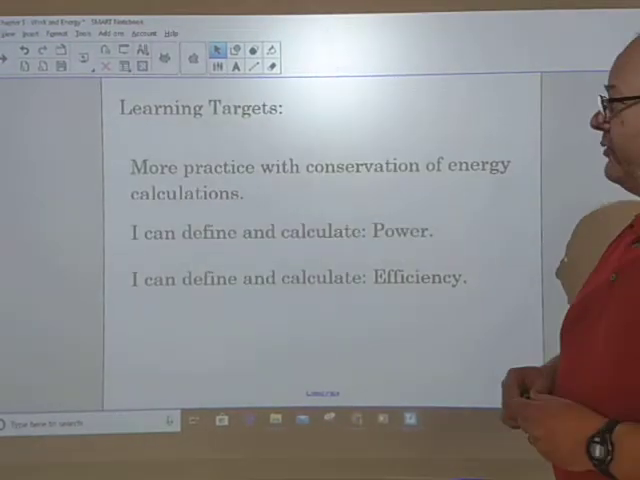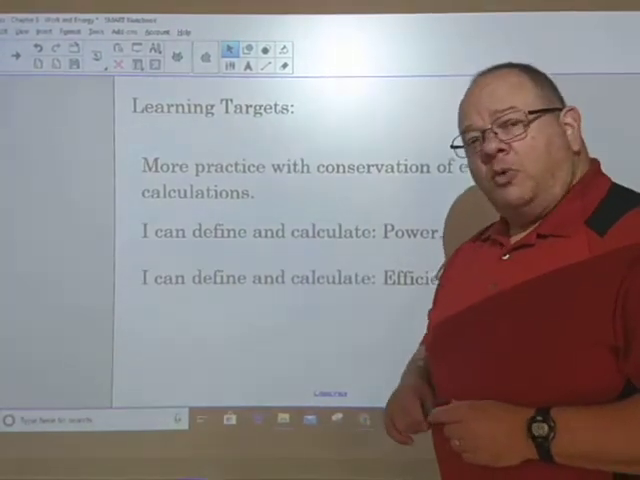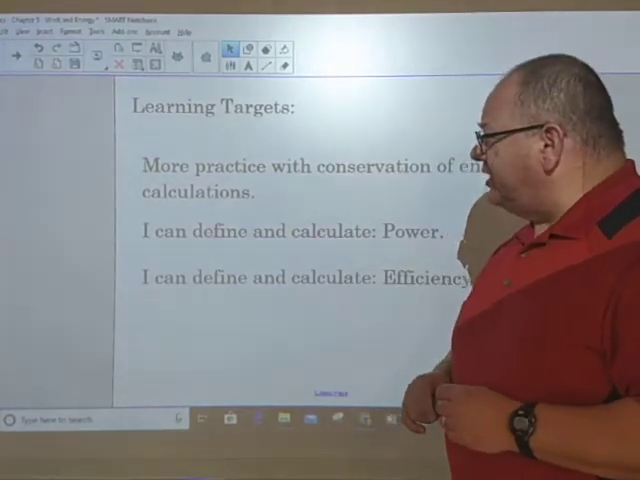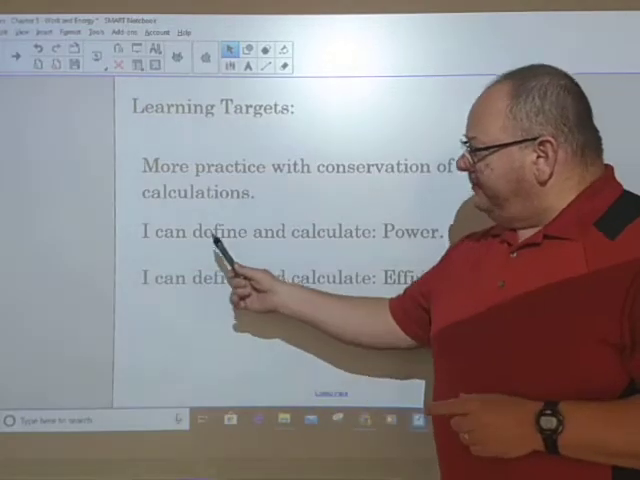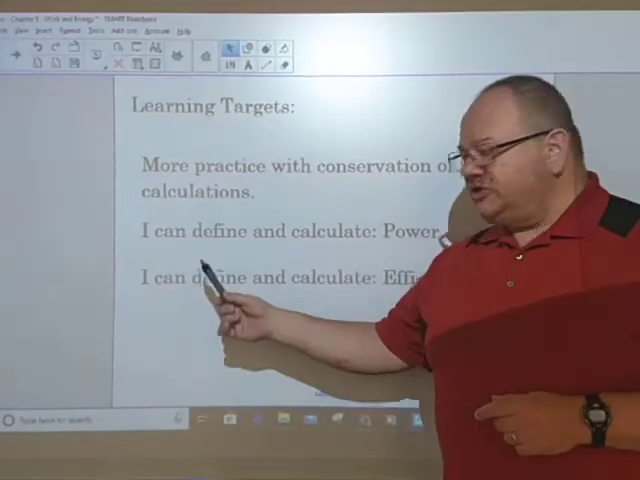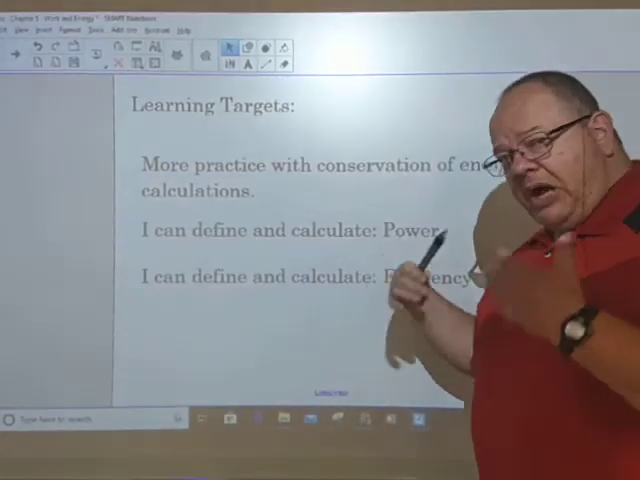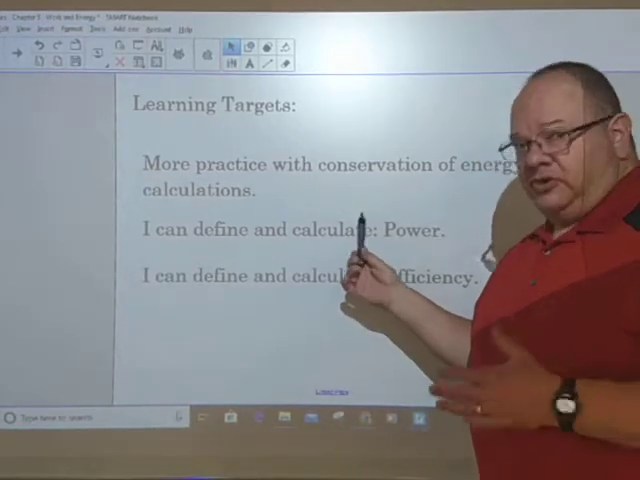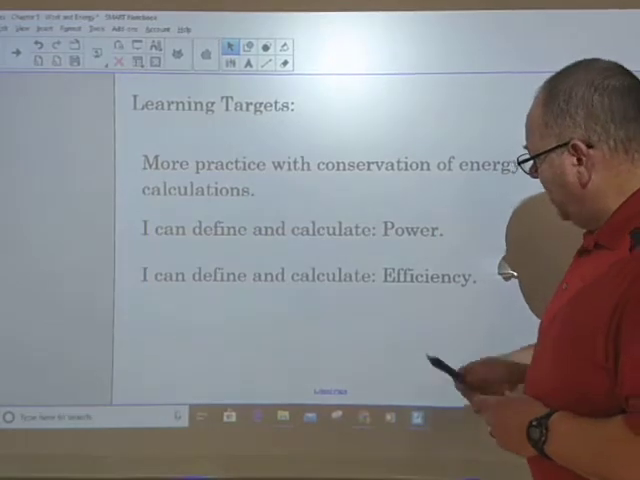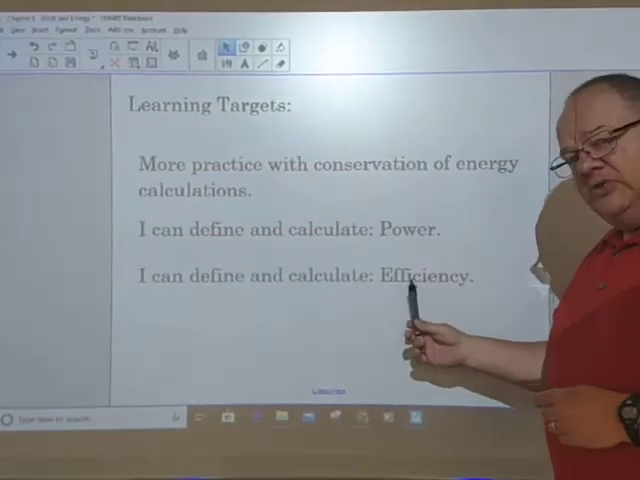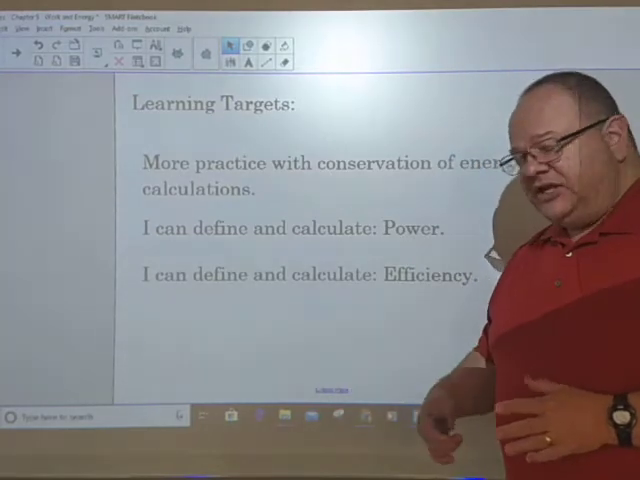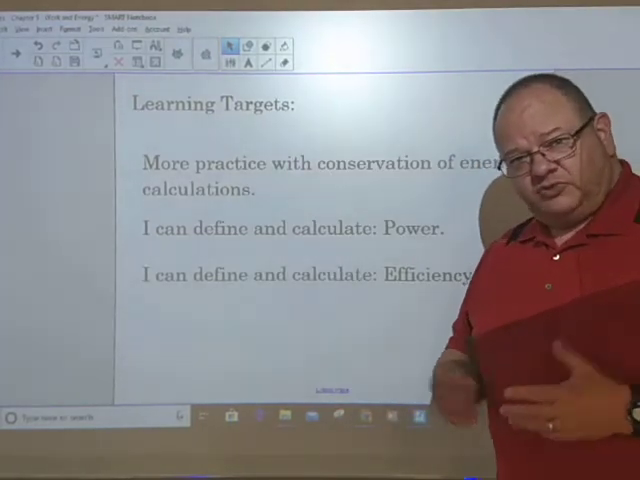All right, so here's what I want to accomplish today. I want to do a little bit more practice with you on some conservation of energy calculations. And then we're going to get into power. I want you to be able to define the word power as it applies to physics problems and do some calculations with it. And we're also going to get into the concept of efficiency. So again, I want you to be able to define efficiency and do calculations with efficiency.